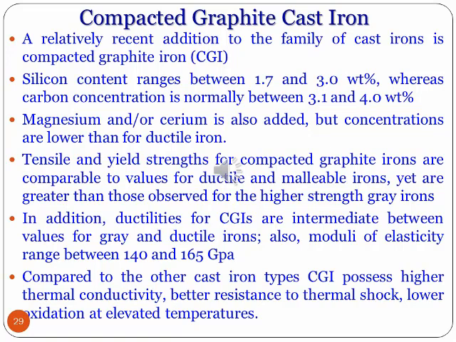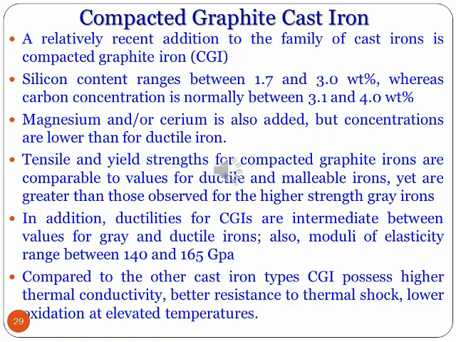Tensile strength and yield strength for compacted graphite iron are comparable to values of the ductile iron and malleable iron, yet they are greater than the ones observed for higher strength grey cast irons. In addition, ductility for compacted graphite cast irons is intermediate between values of grey cast iron and ductile irons. Also, the moduli of elasticity range between 140 to 165 gigapascals, which is quite high.